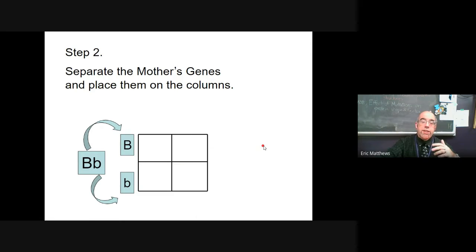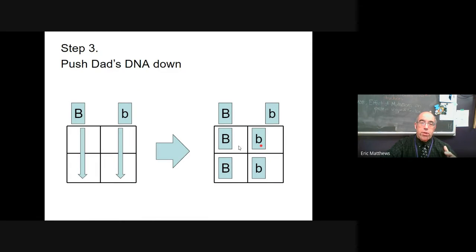Now, once we have this, we want to get all the possible combinations. To do that, we're going to take dad's alleles and copy them down in each of the column spaces below that letter. So capital B will get copied down into this square, and into that square. Little b will get copied down into this square and this square. So it should look like you see over here on the right.